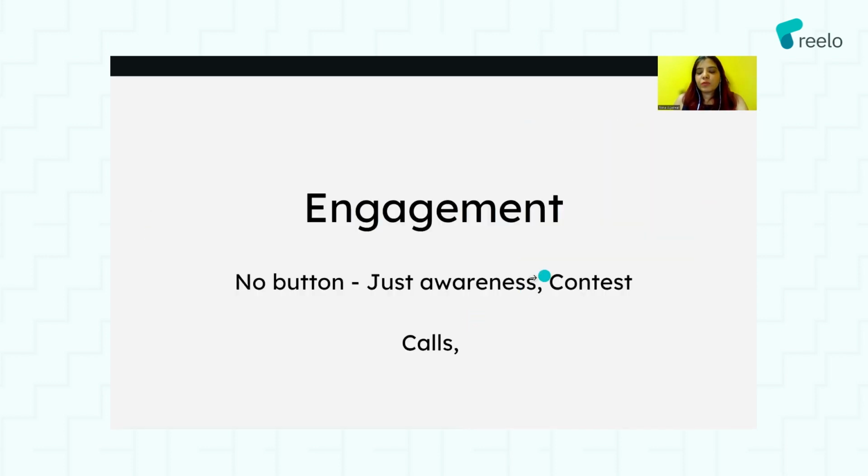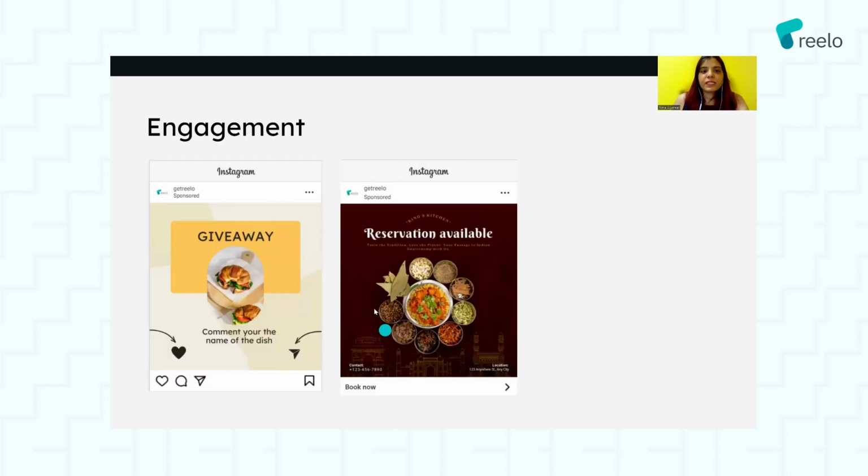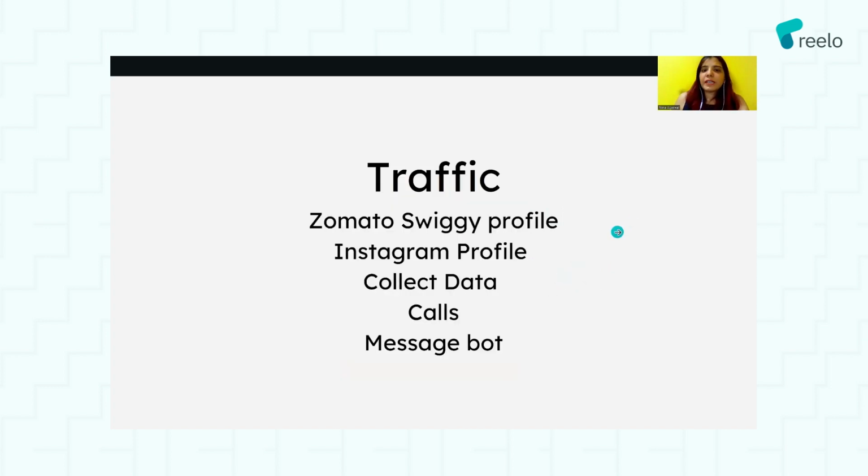When you talk about engagement, you can run the kind of ads that are contests, polls, or maybe just awareness campaigns. You want just more likes, or you want people to visit your page. So these are the kinds of campaigns that you can run with engagement. When it comes to traffic, you have more options for the kinds of campaigns that you would run.